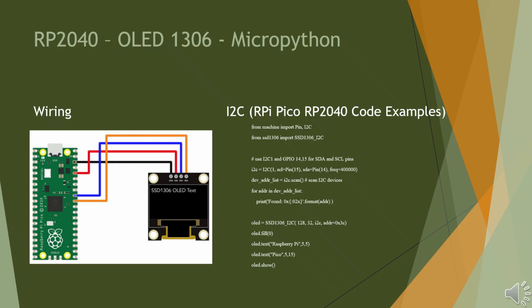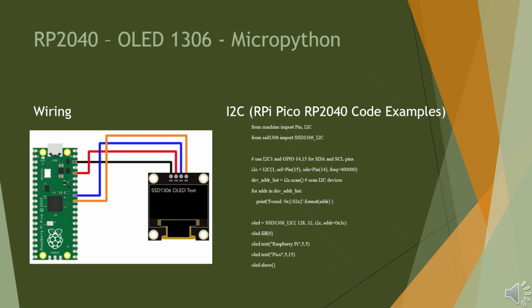Once the OLED address is detected, the code creates a display object using oled = ssd1306.SSD1306_I2C(128, 64, i2c). This tells MicroPython the display size, 128 by 64 pixels, and links it to the active I2C bus.